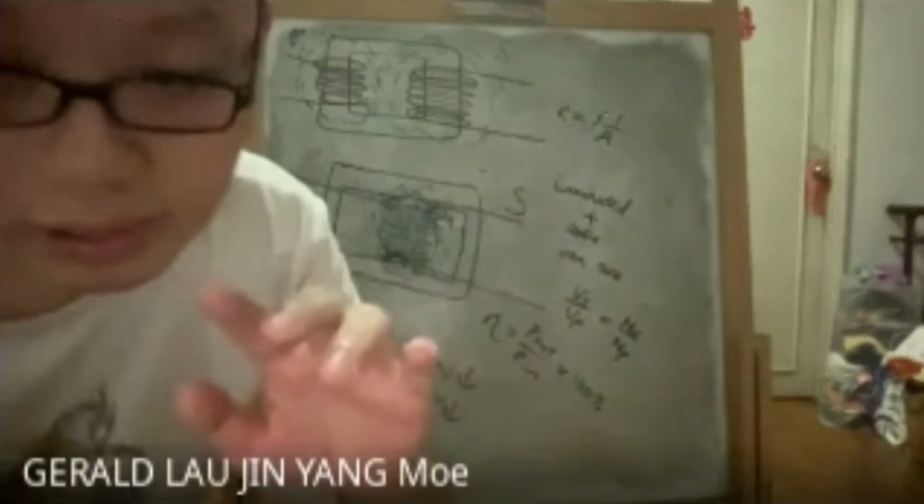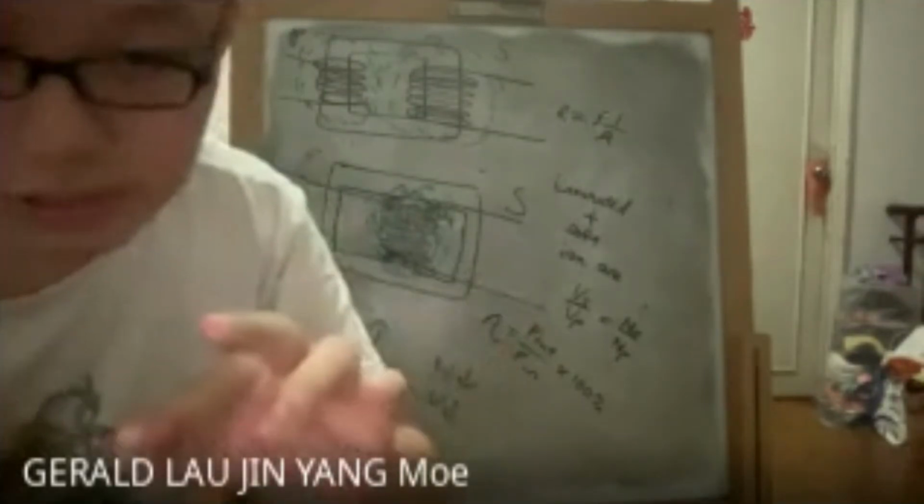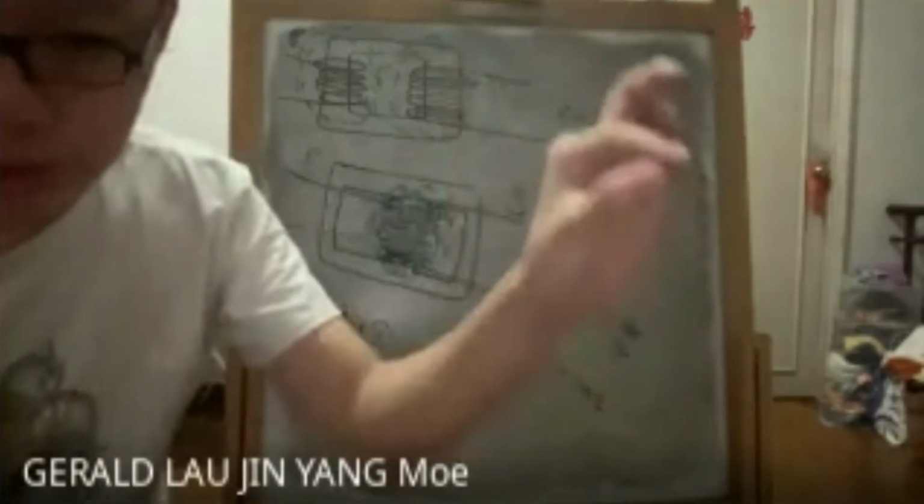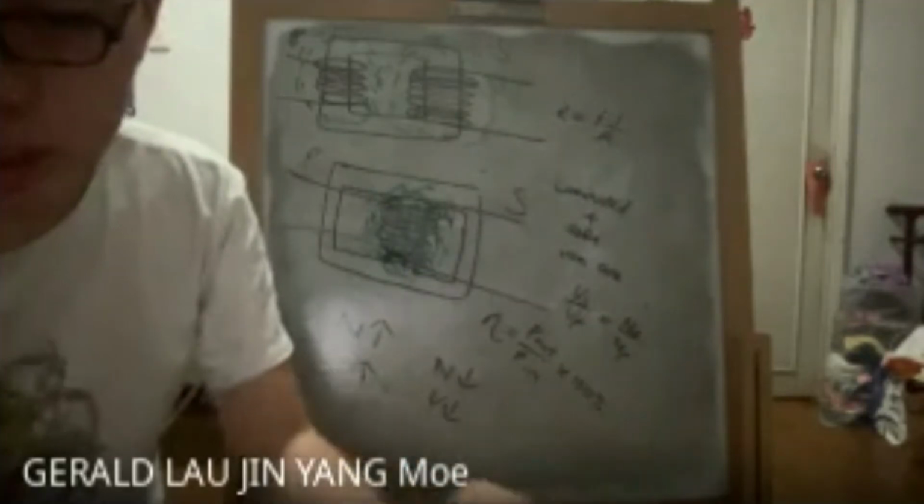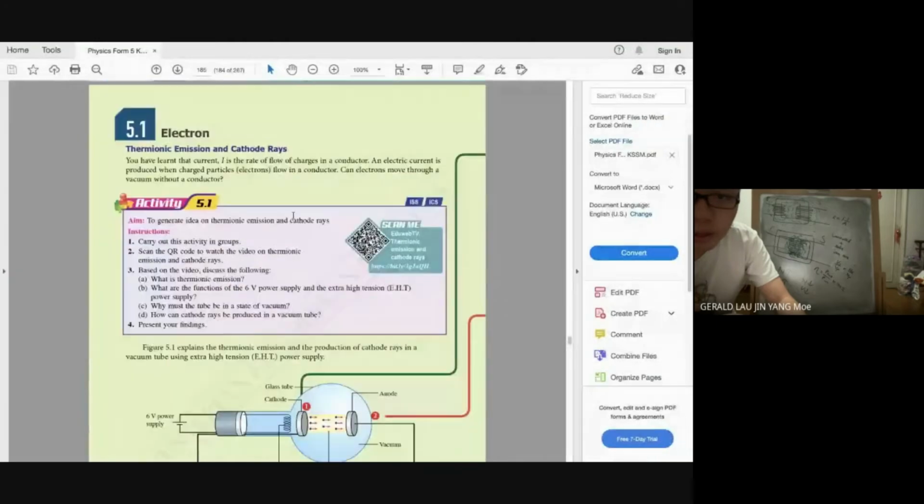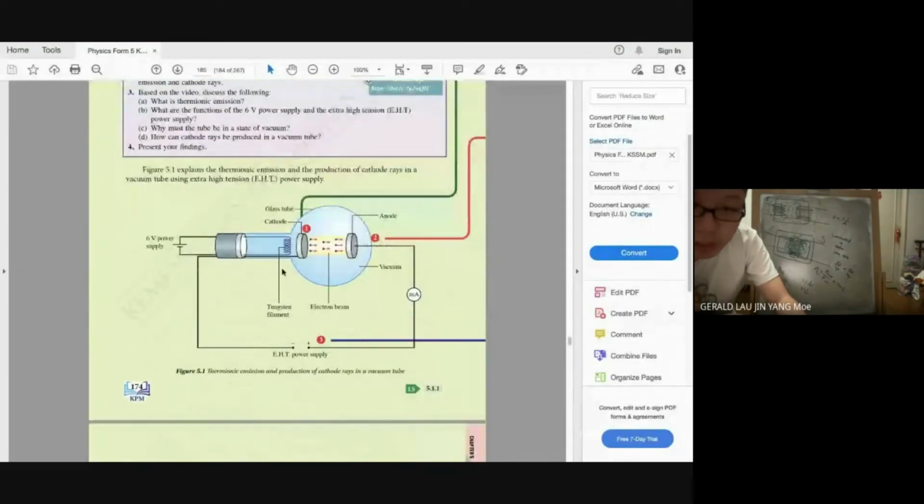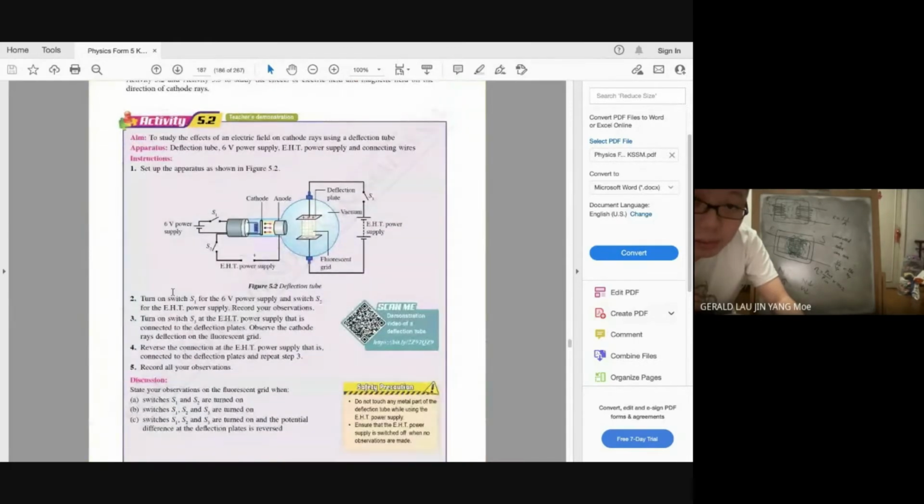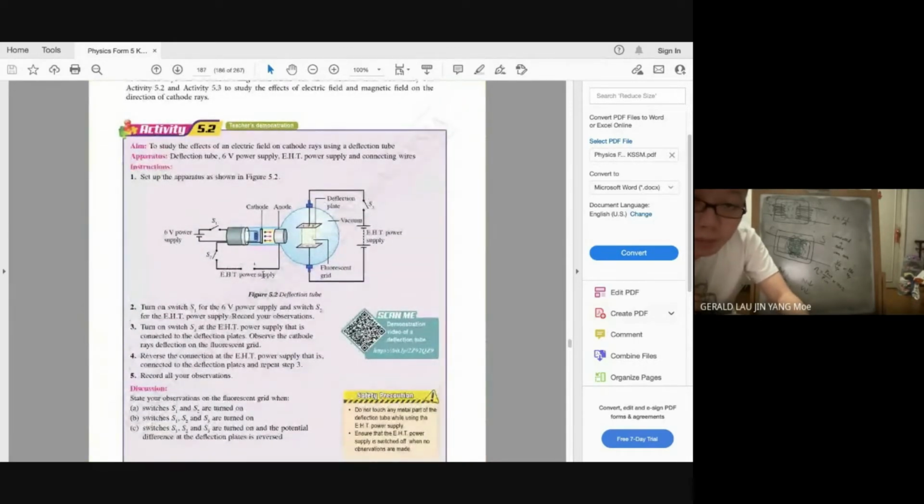Can you understand so far? S1 and S2, what is the difference? What is the function of the different switches? Okay, I repeat. You have two switches. One is your 6 volt power supply's switch, your S1. One is your EHT power supply's switch, your S2. S1's function is only to heat up the cathode. You see this thing? It will heat up the cathode. That's why it will produce thermionic emission.